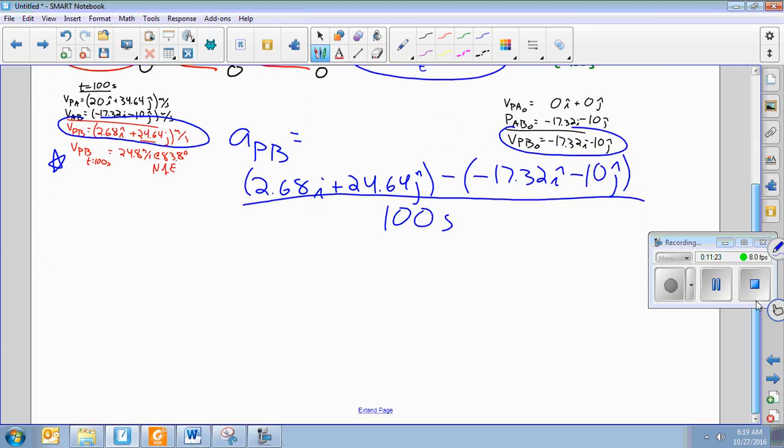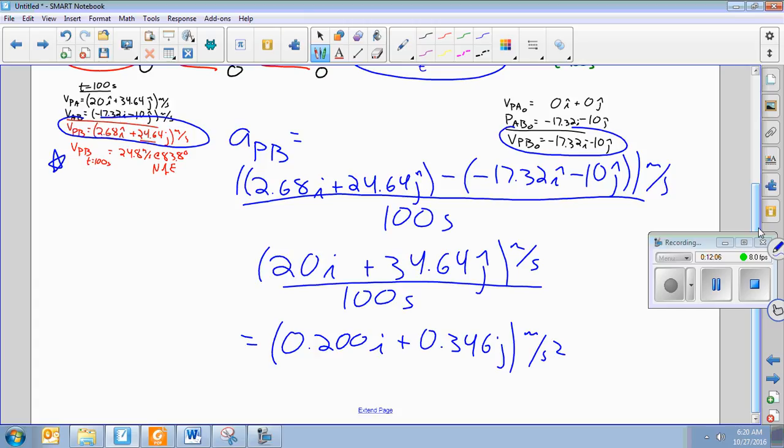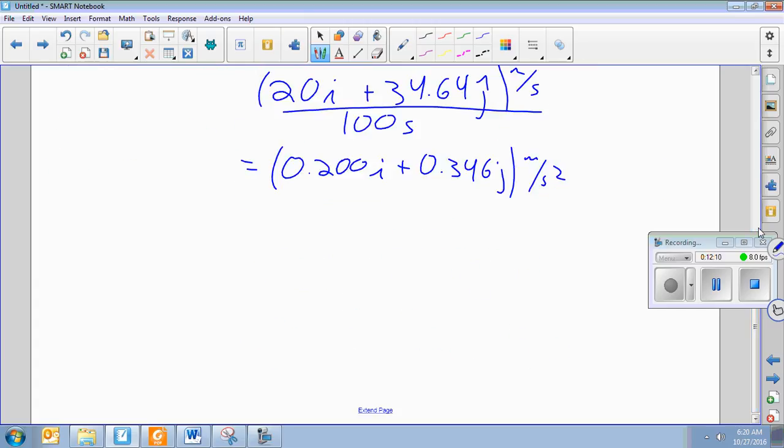All right, so we're almost done here. So let's see, if you simplify this mess, when you combine your I components, you end up getting 20I. Sorry, I probably should have put meters per second on all of this. And when you combine your J components, you get 34.64J meters per second over 100 seconds. So this gives you 0.200I plus 0.346J meters per second squared. And then we're just looking for the magnitude of the acceleration, right? So do your Pythagorean theorem. We know our horizontal acceleration is 0.2, our vertical is 0.346. Find your hypotenuse, and the acceleration turns out to be 0.400 meters a second squared.